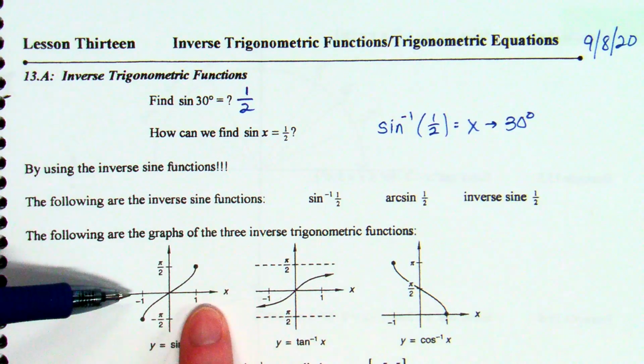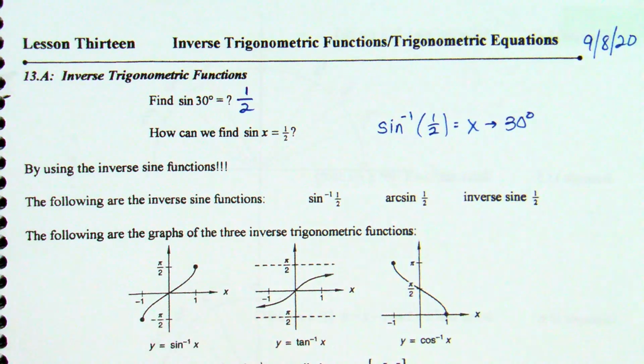Now, the angles are from -π/2 to +π/2. So, when we do this, all of our answers for sine inverse must lie between -π/2 and +π/2. Notice those 2 points are the endpoints of what we can look at.